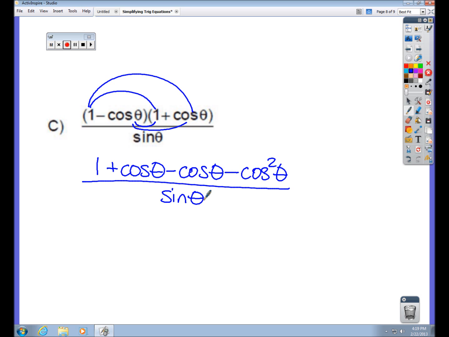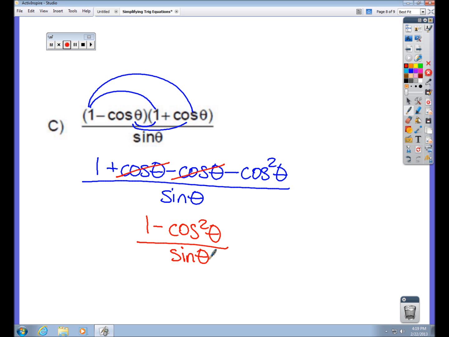Okay, now look at the top part. We can simplify a little bit because we've got a plus cosine and a minus cosine. So those will cancel each other out. So now we've got 1 minus cosine squared over sine.